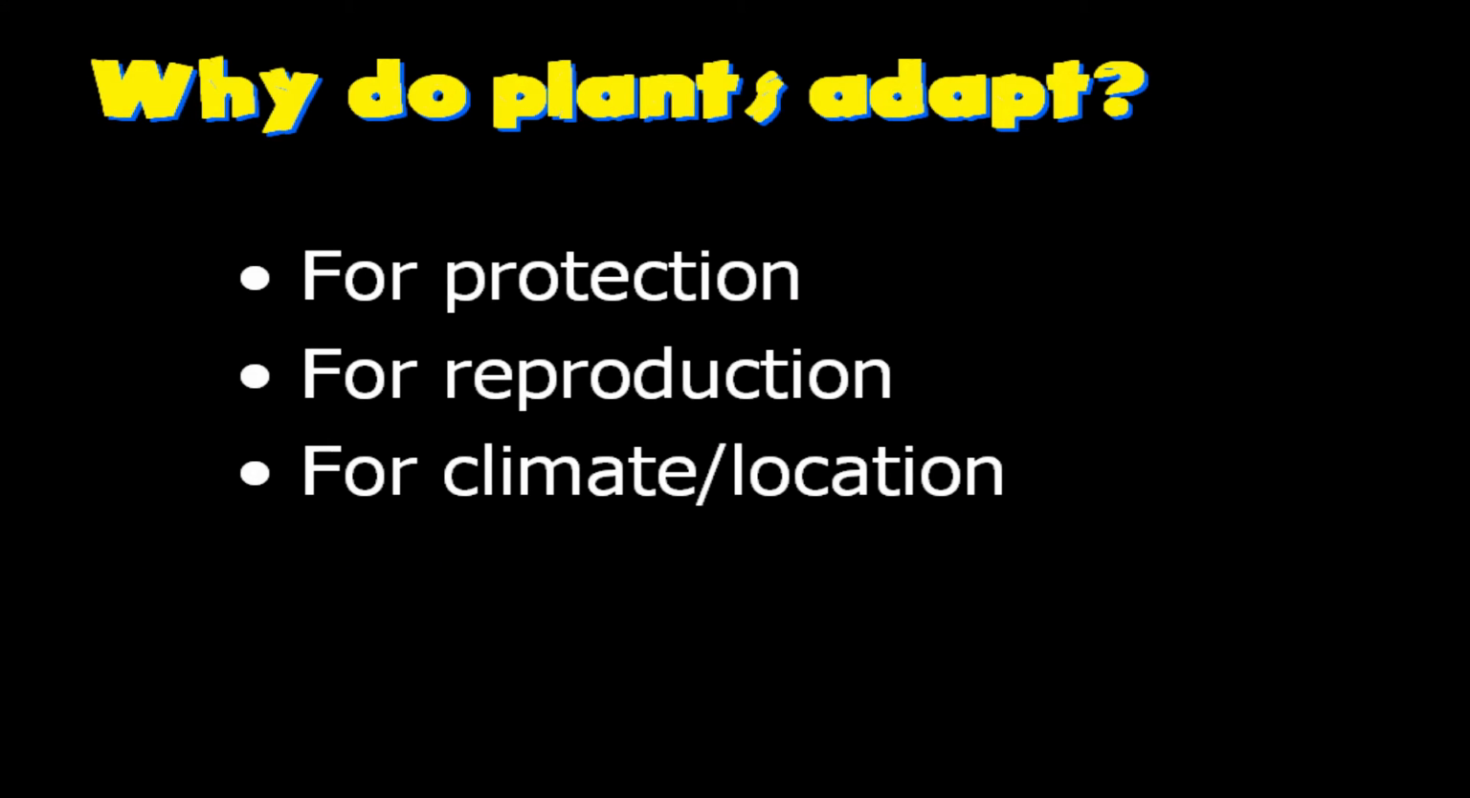Just to recap what we've learned so far in this lecture, plants show adaptations in order to protect themselves, in order to get help with reproduction, and in order to adapt to the climate or to the surroundings or to the location. But what we don't know so far is how do plants achieve all these? What are the mechanisms behind all these adaptations? So this is something that we're going to be learning in the coming few slides.